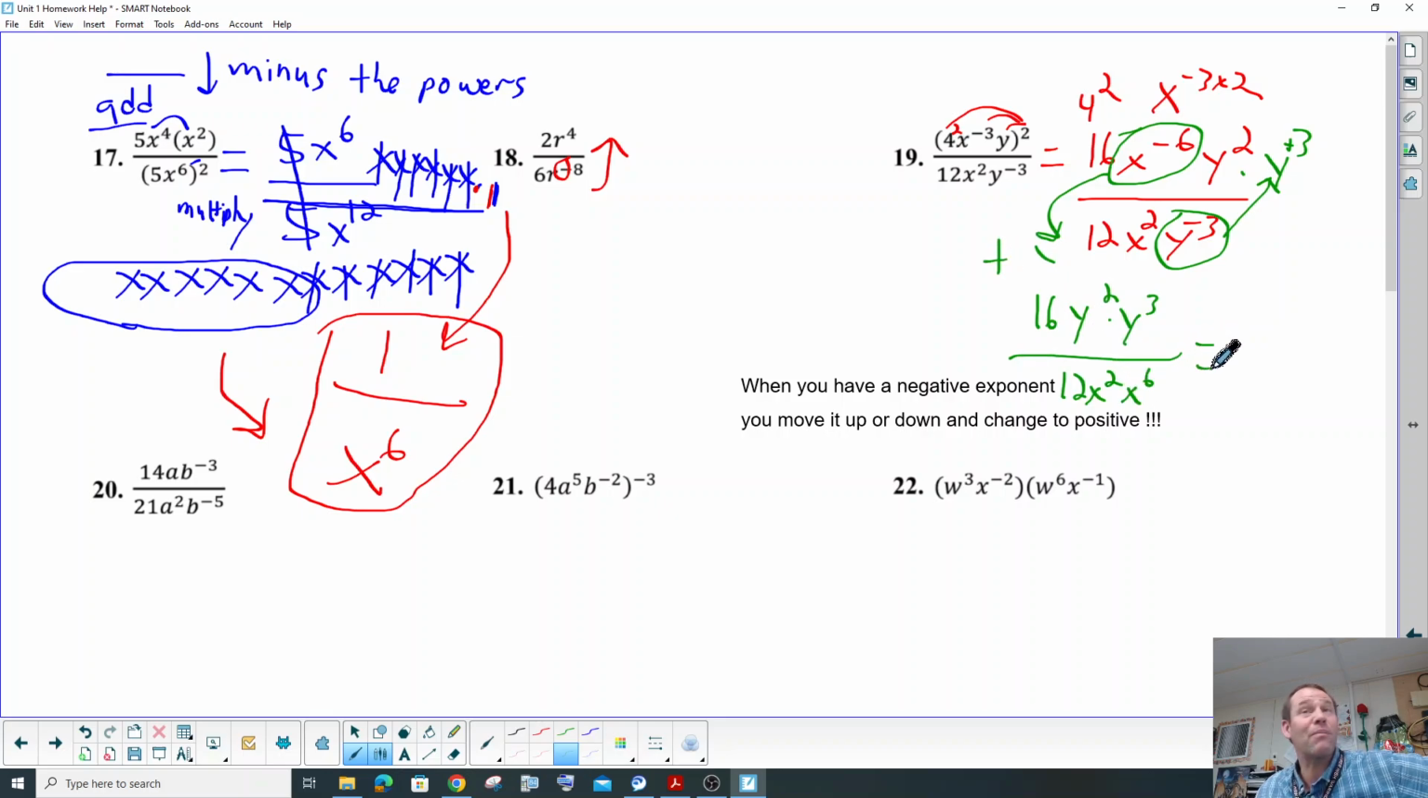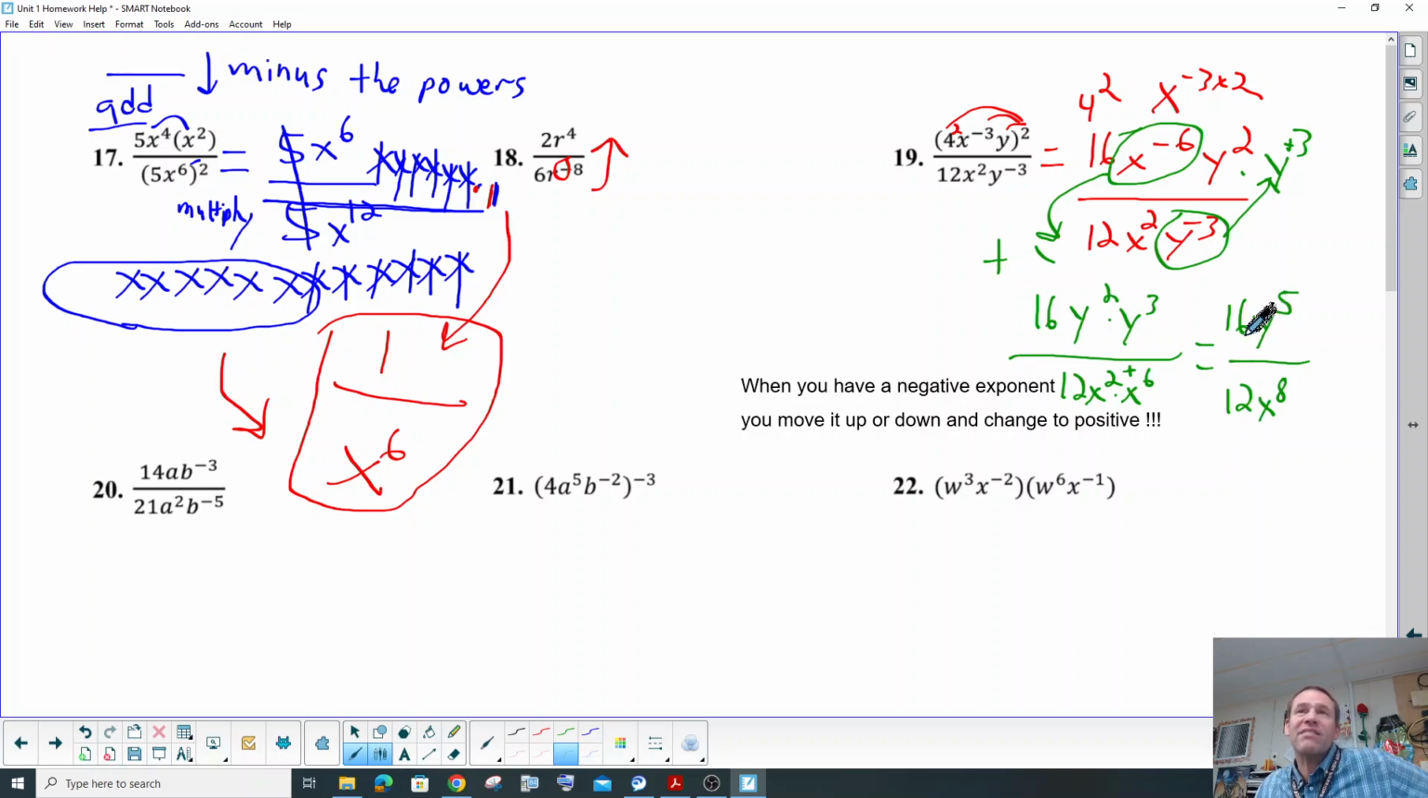And now we have the same base, so do we multiply or add the powers? Do you remember? Multiply or add the powers? So we are going to add them. Remember, same base, we add the powers. So that's going to be y to the 5th power on the top. And on the bottom, it's going to be 12 times x squared times x to the 6th power. No, we add the powers. So x to the 8th power, 2 plus 6. 2 plus 6 is 8. We add the powers.